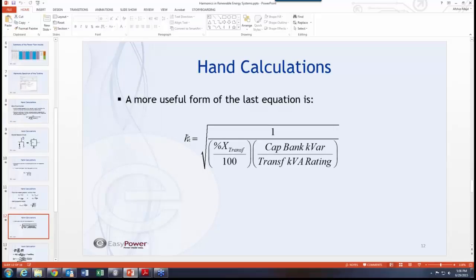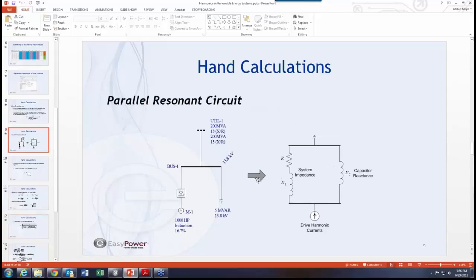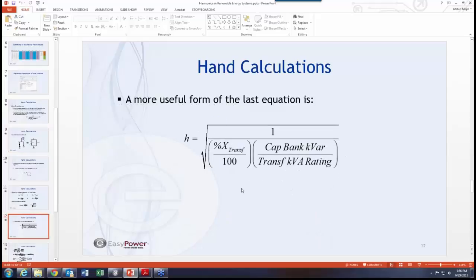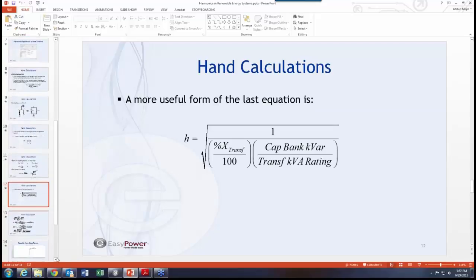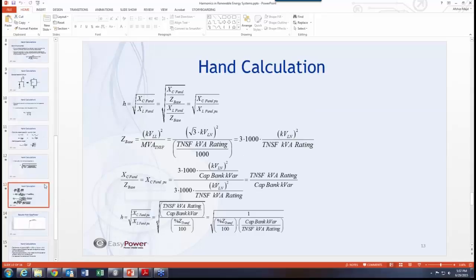So that's where you experience a resonance. In other words, if you have a system like this and these are the values, if I come here and I have these values, I have to just plug them in here, and that gives me the order of the harmonic for the resonance point. So now let's continue. Putting it in hand calculation, actually I said that I skipped the from values.